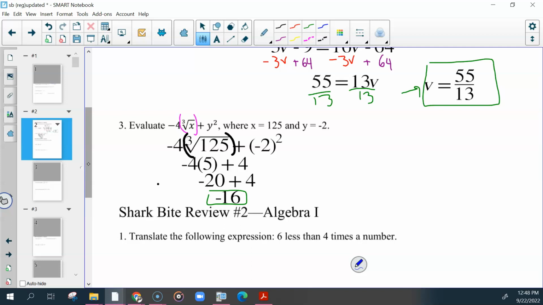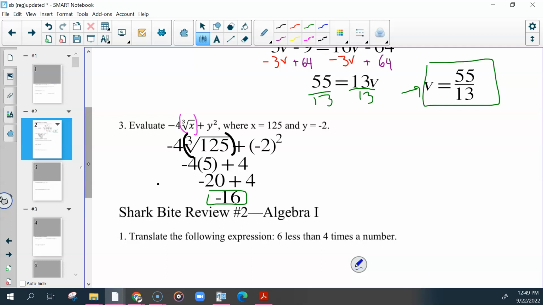Because if you don't use parentheses or you put the square inside, you're going to get a negative when you should get a positive. And then this would become 5 because you're thinking of what times itself 3 times would give you 125. 5 is that answer. This would become a positive 4, multiply before you add, and you would get negative 16.